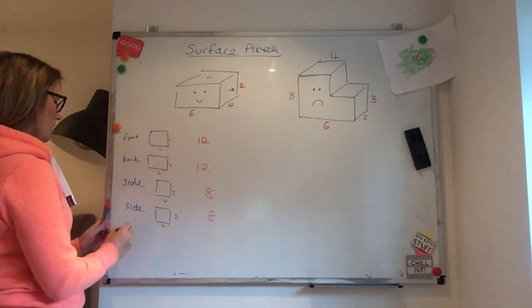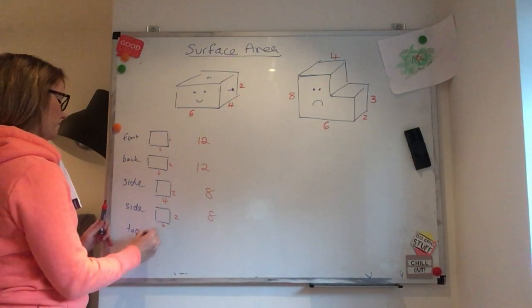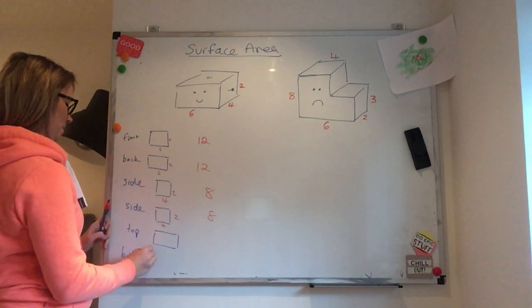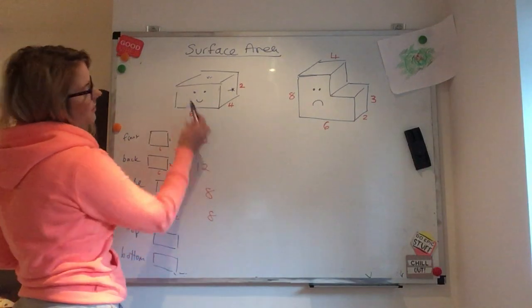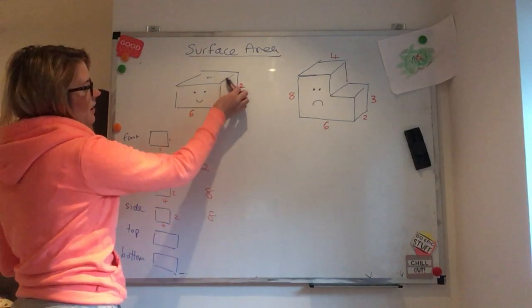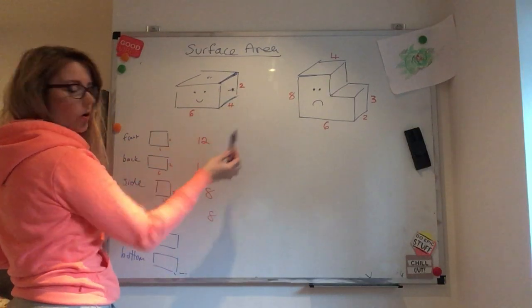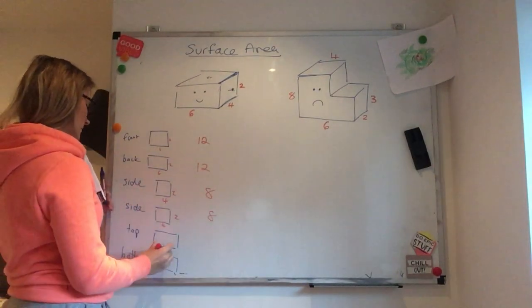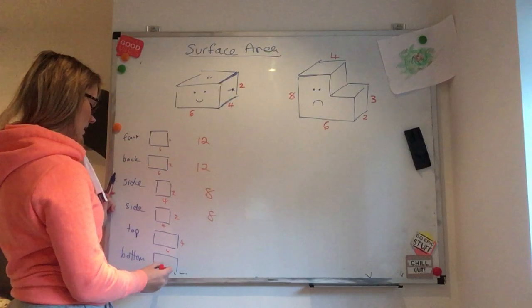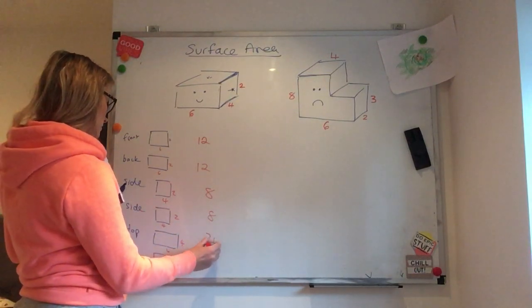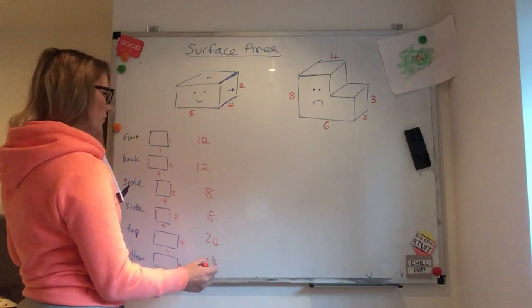Finally, he's got a top with his little hair on, and a bottom. Top and the bottom are the same. They're 6 by this length here, 4. 6 by 4, and the bottom would be the same. So that is 24 and 24.